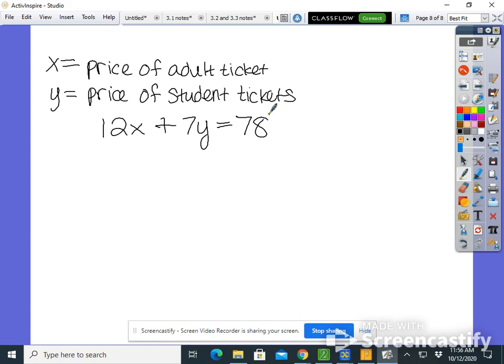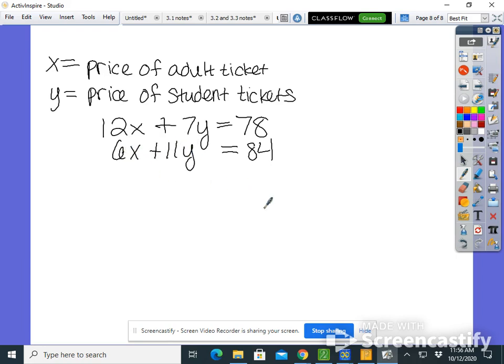Third sentence, the school took in $84 on the second day. What am I going to do with that? That's going to go here, right? Then what's the rest of the equation going to look like? 6X plus 11Y. Cool.